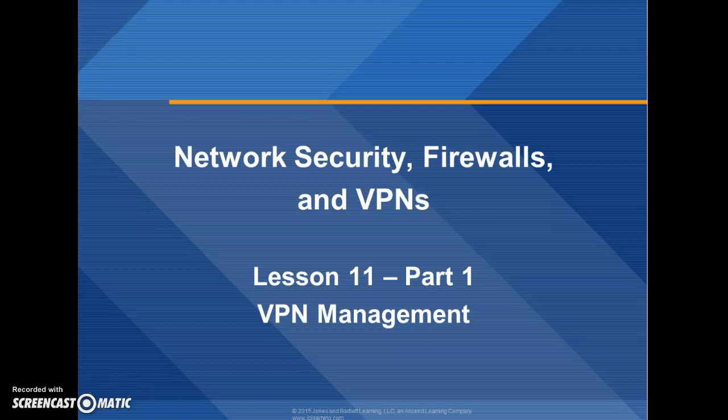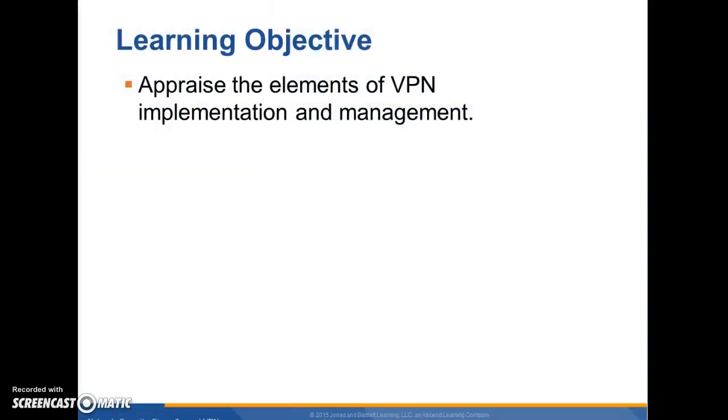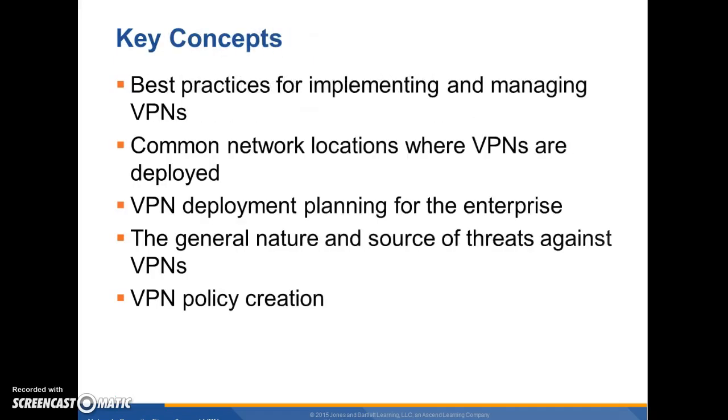This is Lesson 11 corresponding to Chapter 11, Part 1, VPN Management. The learning objective is to appraise the elements of VPN implementation and management. The key concepts are the best practices for implementing and managing VPNs, common network locations where VPNs are deployed, VPN deployment planning for the enterprise, the general nature and source of threats against VPNs, and VPN policy creation.